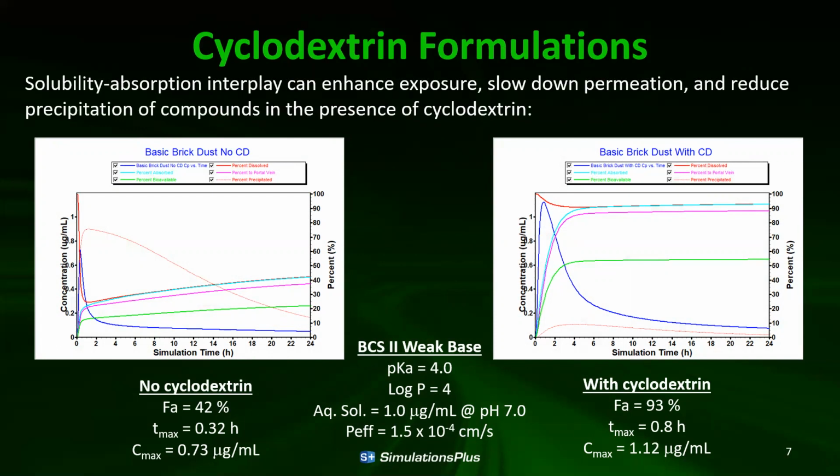It's slowed down the permeation. You can see from the percent absorbed, the cyan-colored curve is a little bit slower in terms of going up the curve than on the left-hand side here. We've got the same scales in both plots. But the cyclodextrin effect, although it slowed down that permeation, has reduced the precipitation. The dotted red line here is a lot lower on the right-hand side than it is on the left-hand side.